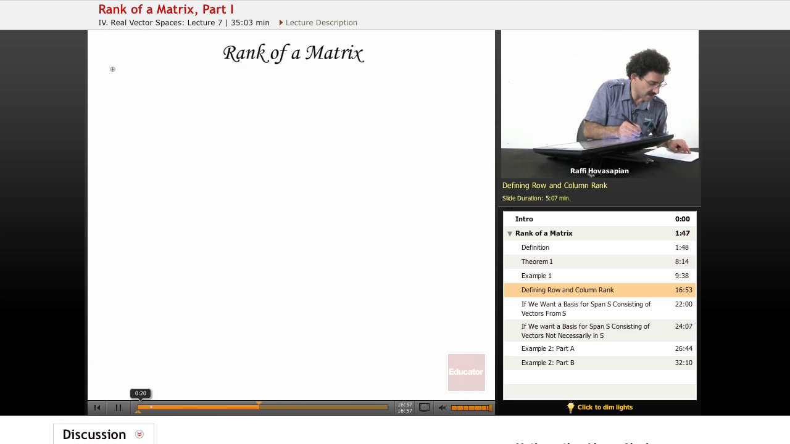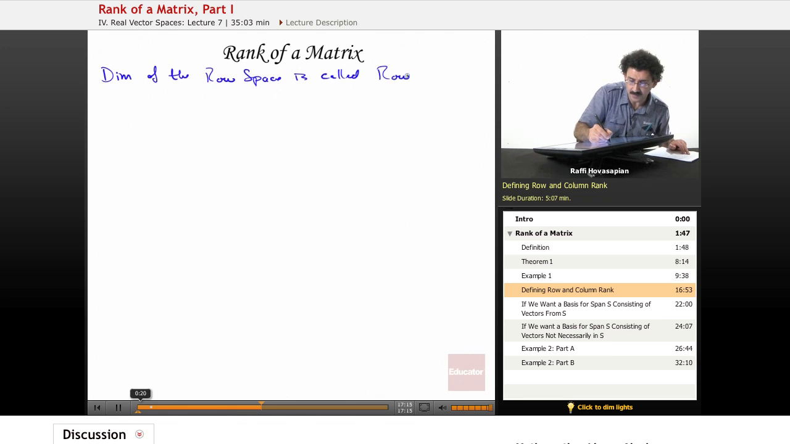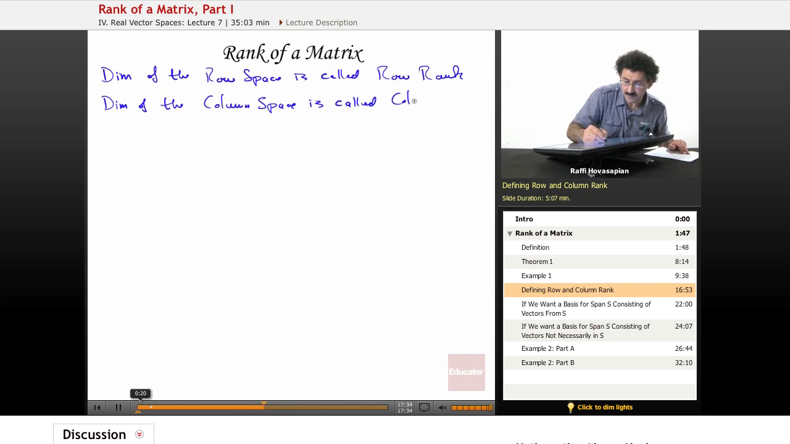This thing called the rank. Well, we just calculated the dimension of that subspace, which was 3. Well, the dimension of the row space is called the row rank. And in a minute we're going to talk about column rank, so I'll just go ahead and write that too. The dimension of the column space is called column rank.